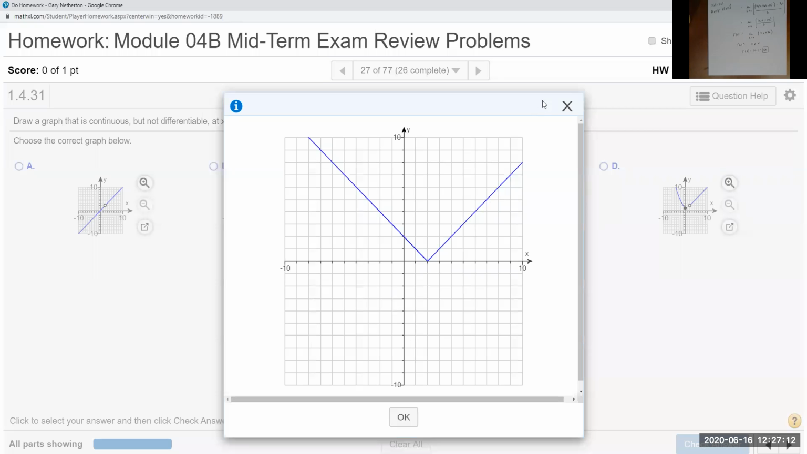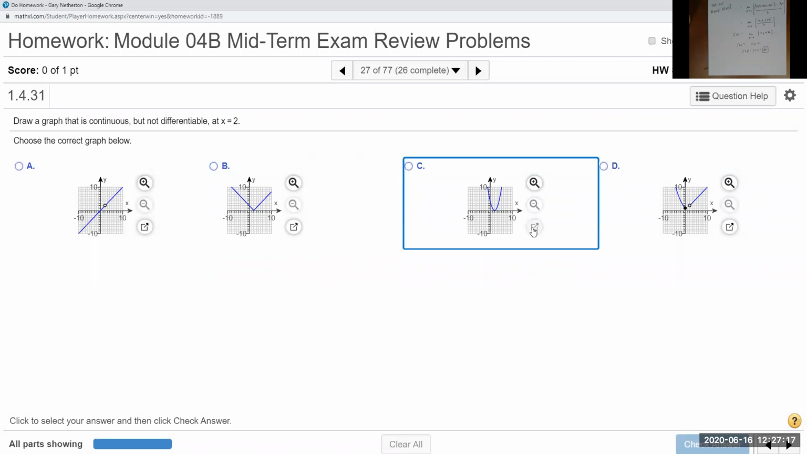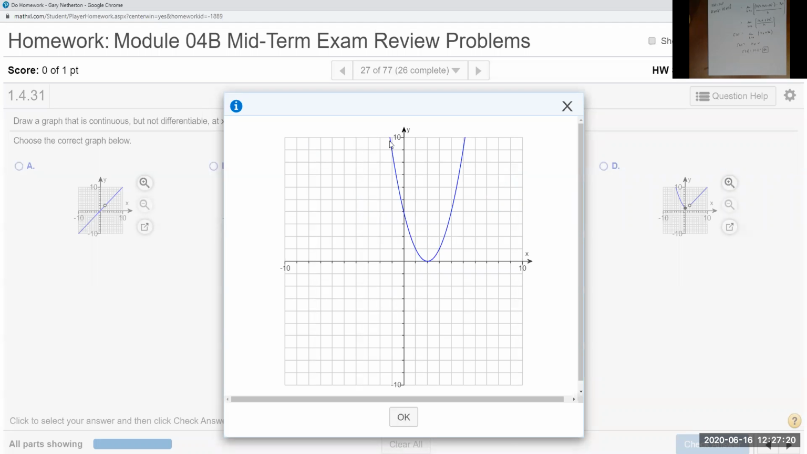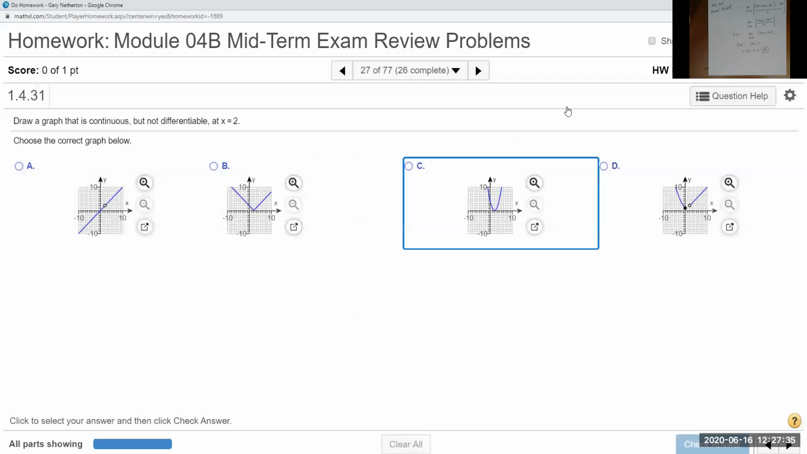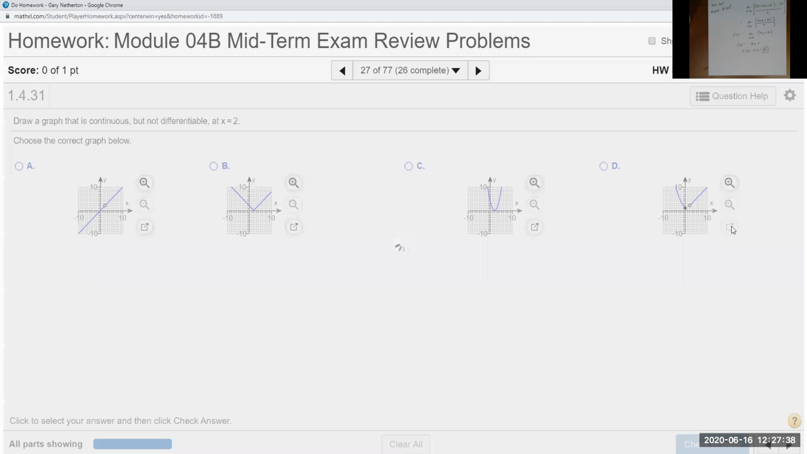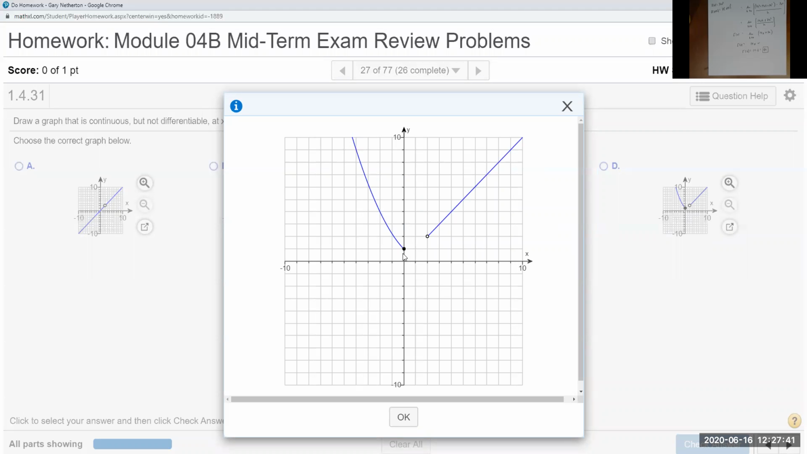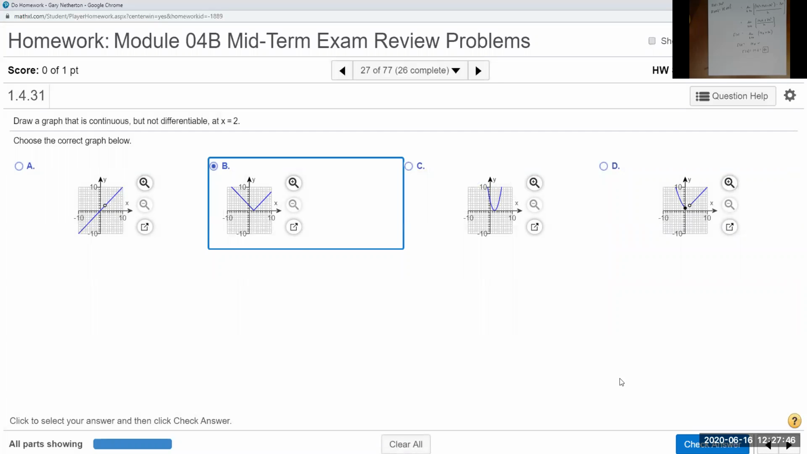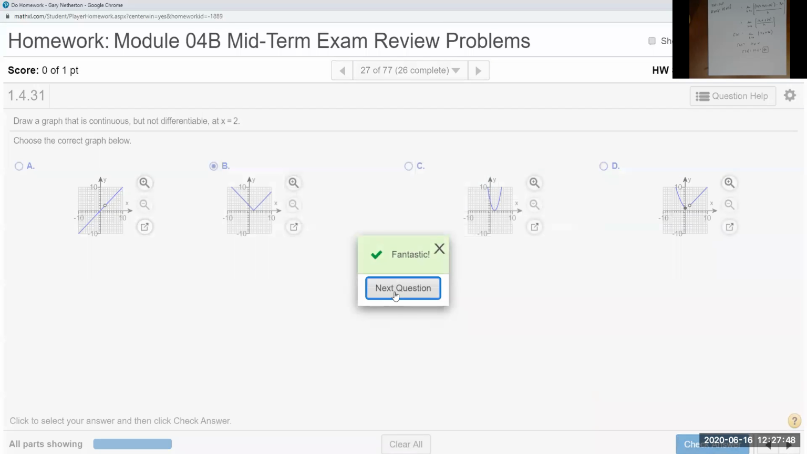My guess is this is probably the answer. But just to make sure, let's go look at the rest of them. If I look at C, is it continuous? Yes, it is continuous. Is there any place on here where I cannot take the first derivative? Are there any corners or gaps? No. I can take the derivative every place. So that's not the answer. And just for fun, we'll look at the last one. Is it continuous? Obviously it's not. There's a gap there. So the only one that fits the criteria is B, and that should be the correct answer.